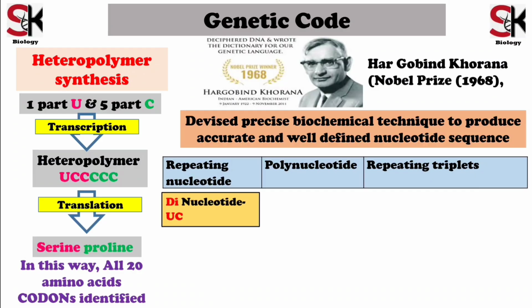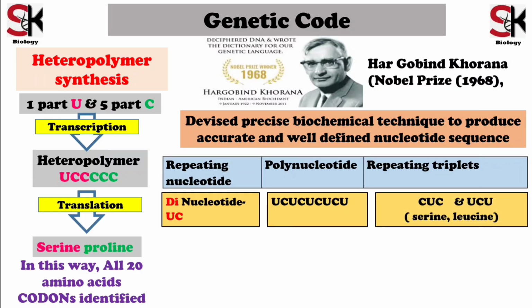First, he used the dinucleotide UC. The resulting polynucleotide is a UC-UC repeating unit. With this heteropolymer, only 2 codons can be produced, CUC and UCU. These codons give rise to leucine and serine respectively.